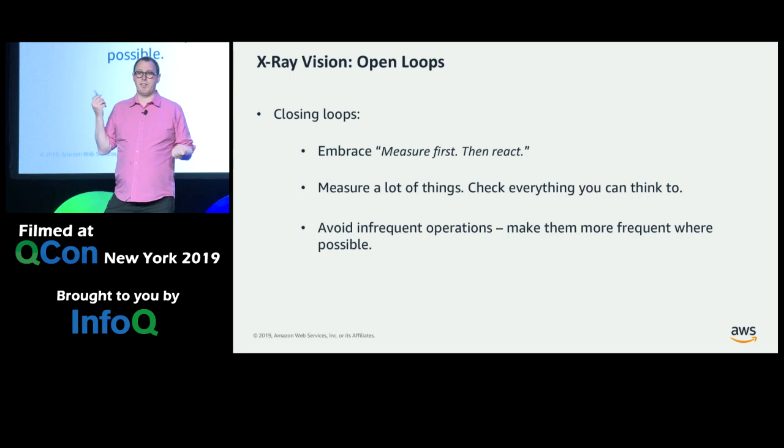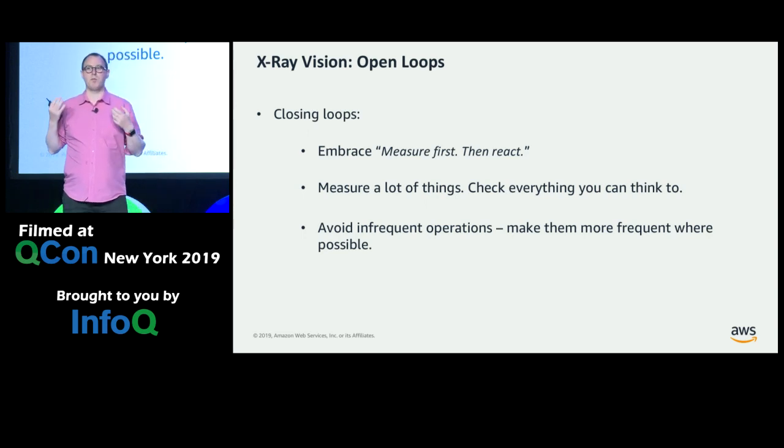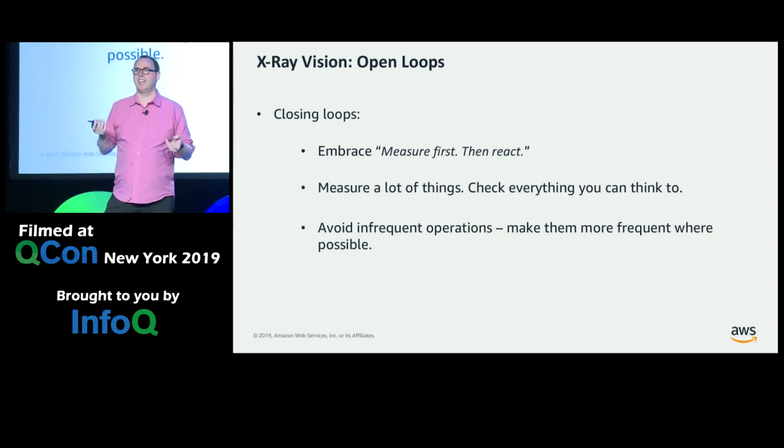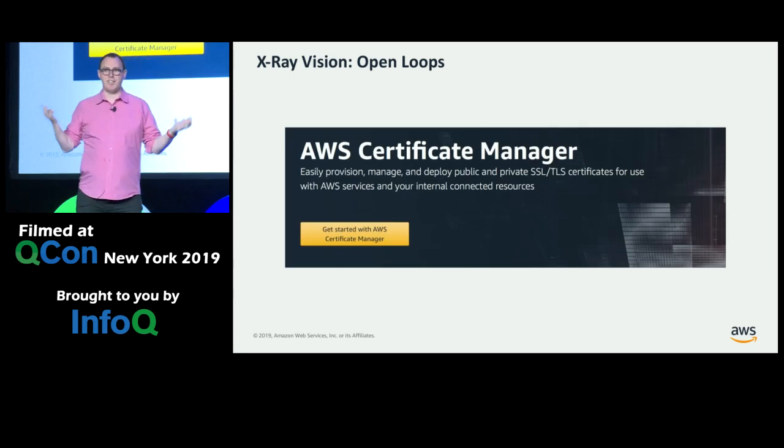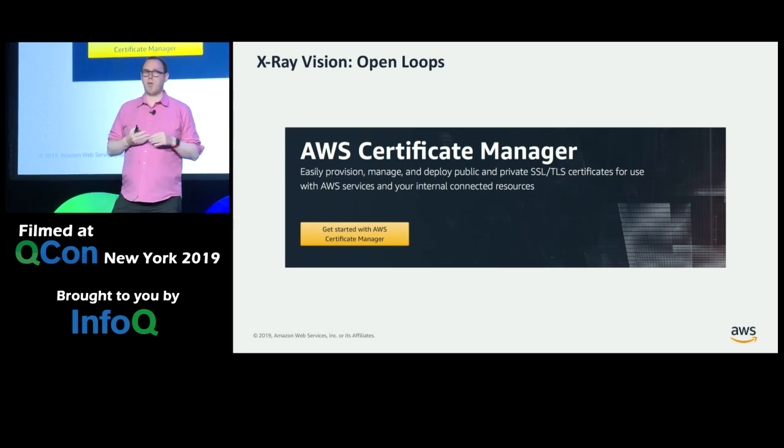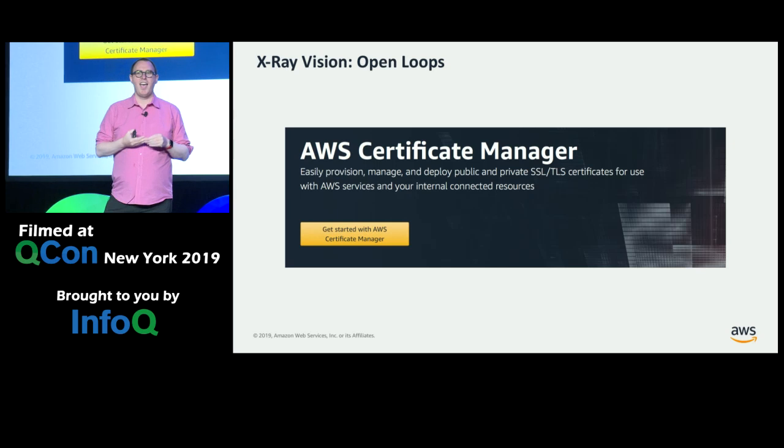We try to avoid infrequent actions. If we have a process that's happening once a year, it's almost certainly doomed to failure. If it's happening once a day, it's probably okay. My classic favorite example of an open loop process is certificate rotation. I happen to work on TLS a lot. It's something I spend a lot of my time on. And not a week goes by without some major website having a certificate outage.